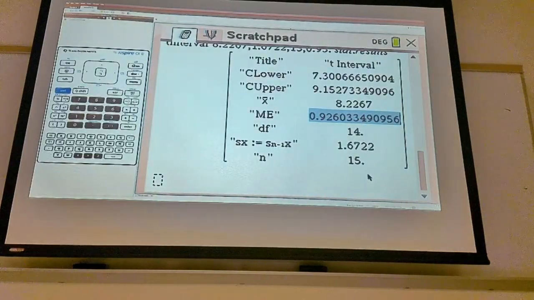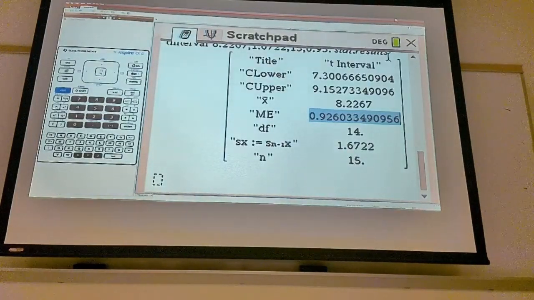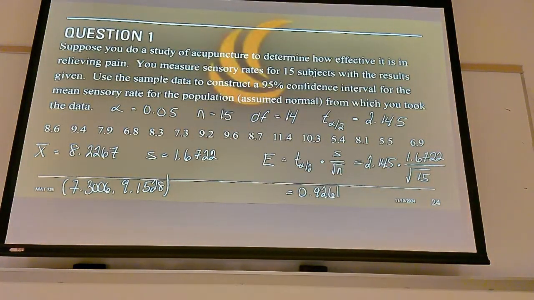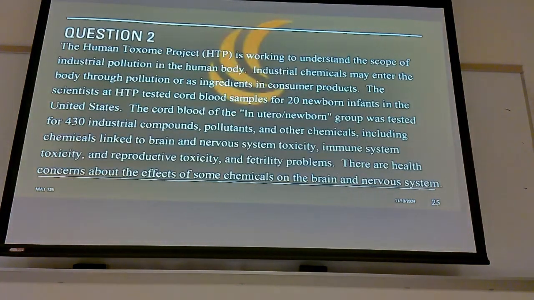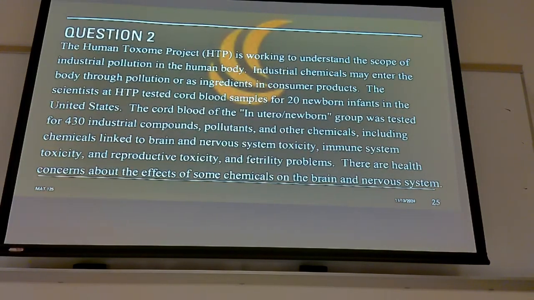Again, another one with a lot of explanation. Confusing. What is this? The Human Toxome Project. I think that's how it's pronounced. Toxome would be a cooler way of saying it. The Human Toxome Project is working to understand the scope of industrial pollution in the human body.